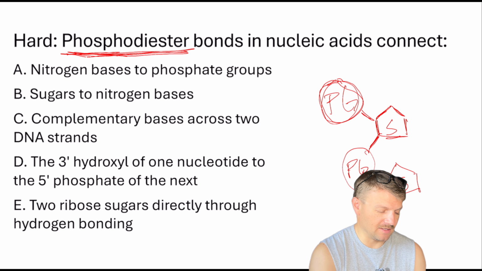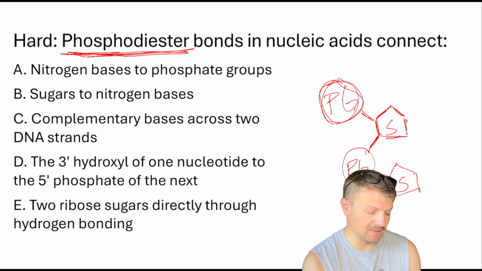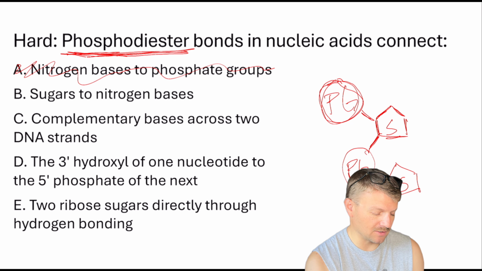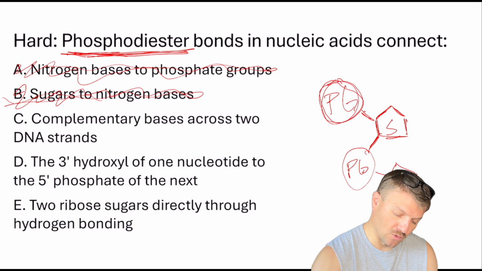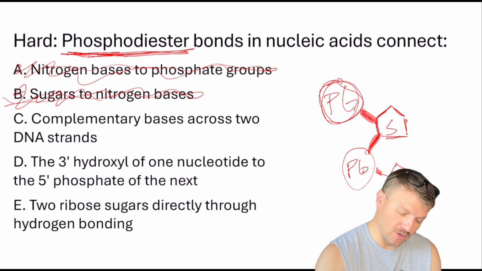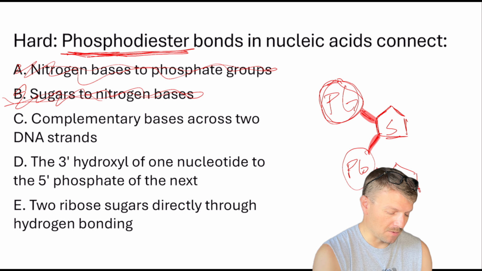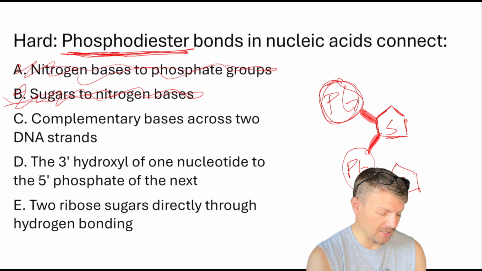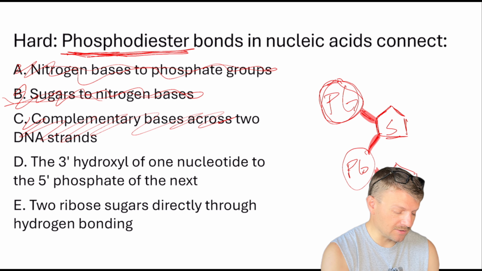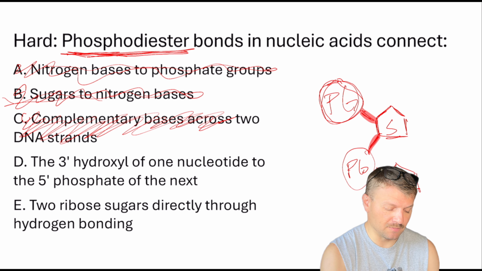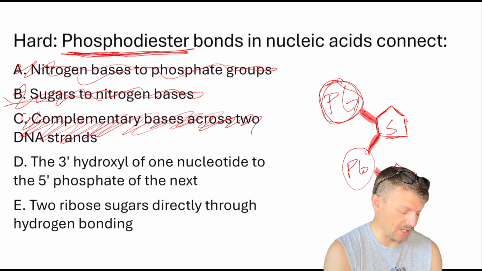So let's see if we can find that in the answer. A, nitrogenous bases to phosphate groups. No, those don't actually connect, so that can't be the answer. Sugars to nitrogens. Nope, that can't be the answer. So again, we're looking for these bonds or something to describe these bonds. So our next one, complementary bases across 2 strands of DNA. So no, that's talking about how the nitrogen bases connect between the 2 strands.